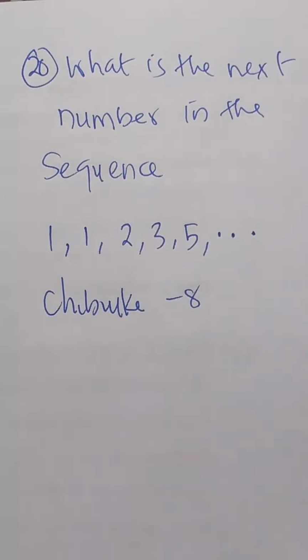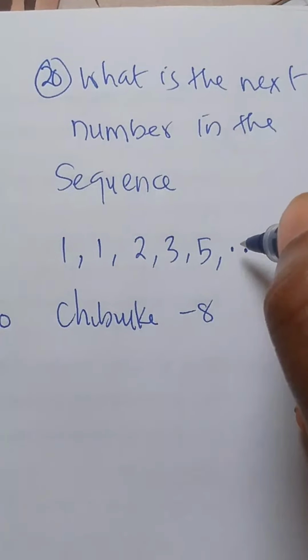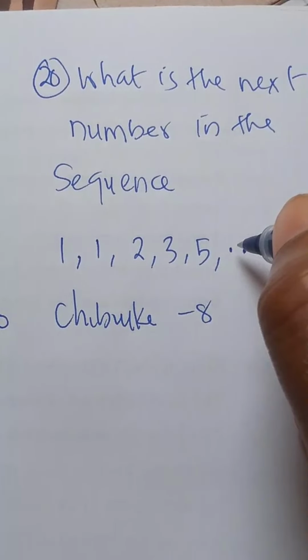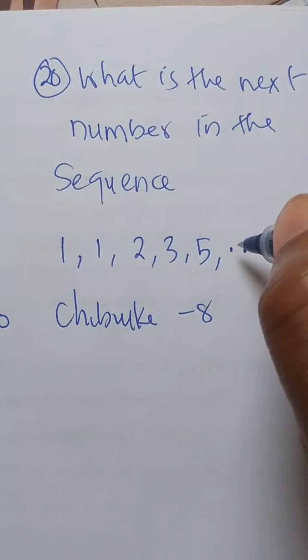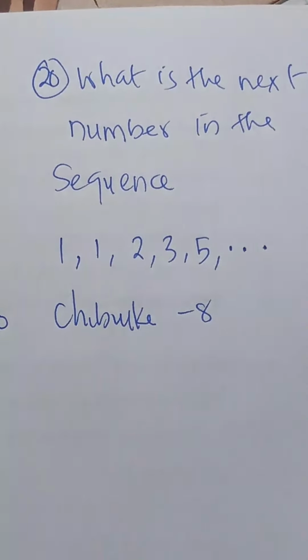So let me solve this. This one is easy. This is a type of sequence. We have 4 types of sequence: the arithmetic sequence, the geometric sequence, and the Fibonacci sequence. Geometry, arithmetic, Fibonacci. I don't know the last one. I forgot it.